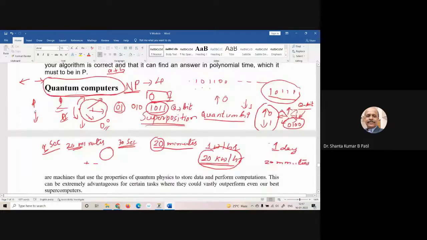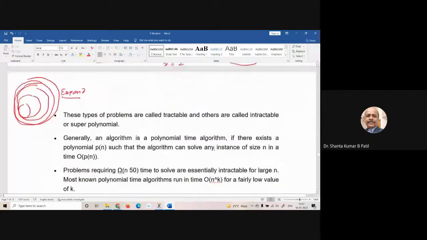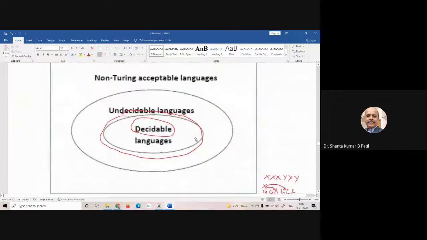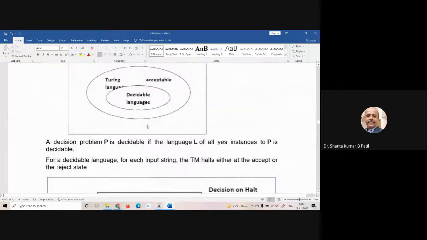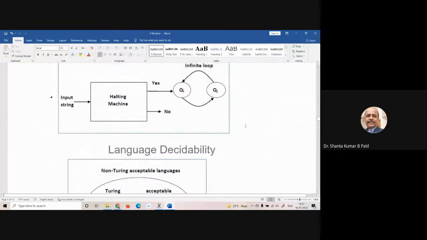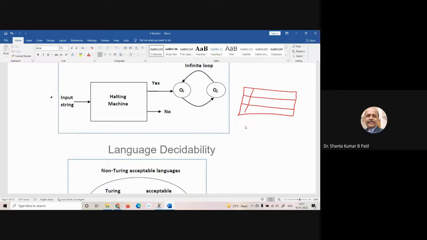The last Turing machine is the multi-dimensional Turing machine. In the case of the multi-dimensional Turing machine, what happens? Generally the Turing machine reads the input symbols by moving left as well as right. Whereas in the multi-dimensional Turing machine, multiple tapes are combined. So the input tapes are organized in multiple dimensions.